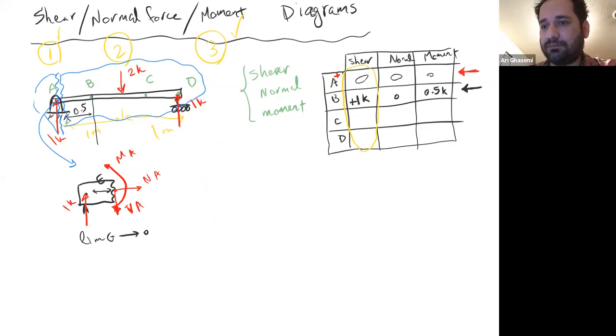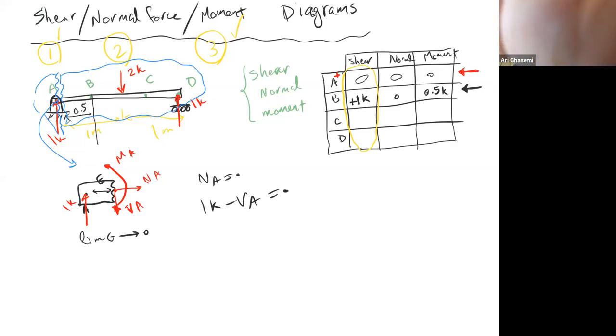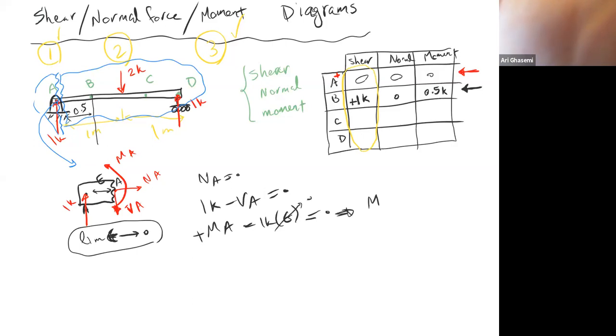So what can I write here? Summation of force in X gives me NA equals 0. Summation of force in the Y direction gives me 1K minus VA is equal to 0. Summation of moment about point, let's say A, is 0. What do I get? MA, positive, minus 1K times epsilon is equal to 0. And don't forget the limit when epsilon goes to 0. When epsilon goes to 0, MA goes to 0 too, because MA is equal to 1K times epsilon. So MA is equal to 0. VA is equal to positive 1K, and NA is equal to 0.